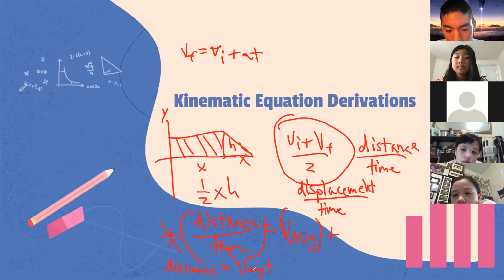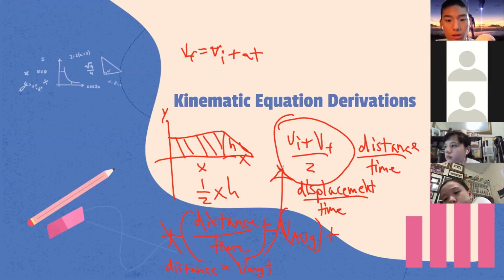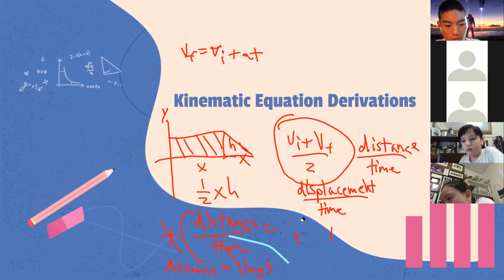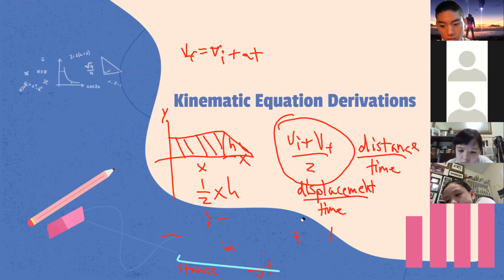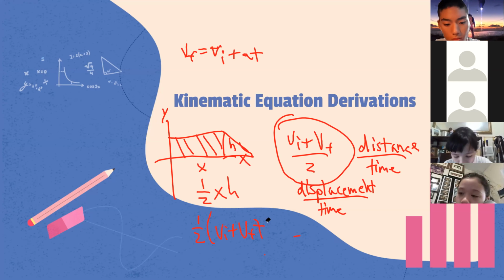Okay, and v average we just saw is this equation, right? It's vi plus vf divided by 2. So we can actually write this equation as 1/2 vi plus vf times time, and that gives us our distance.